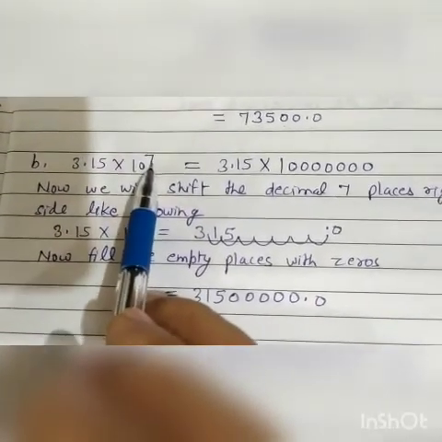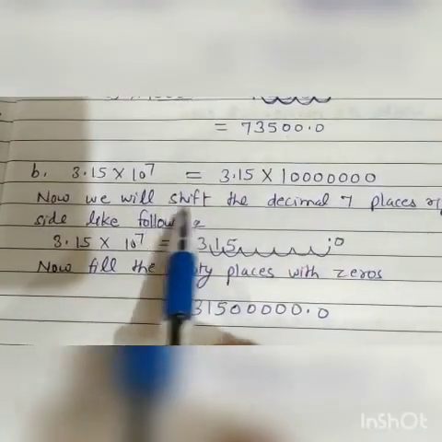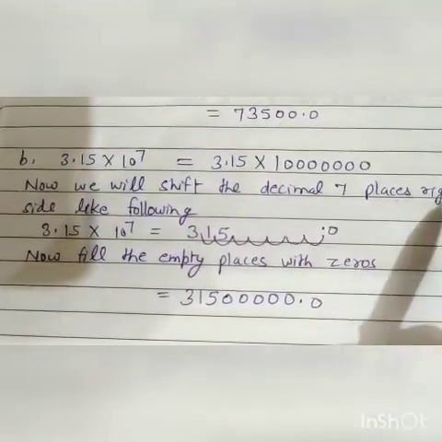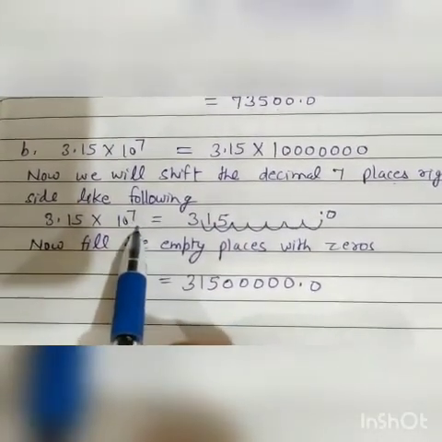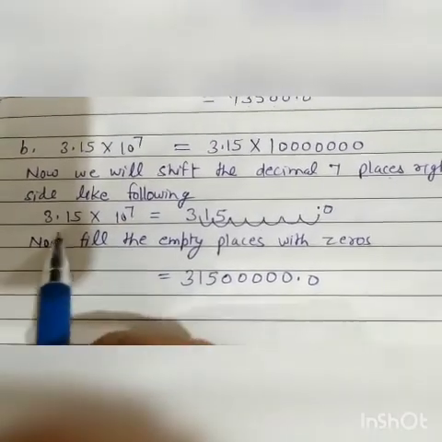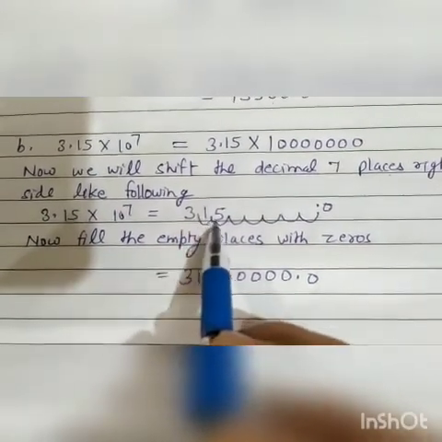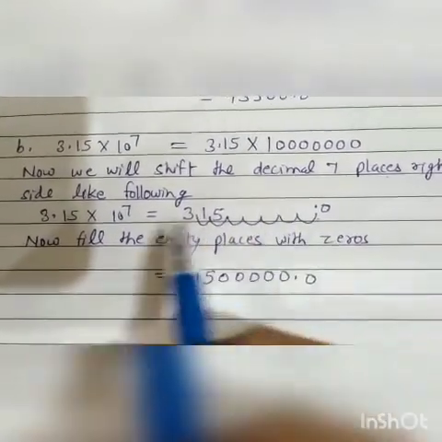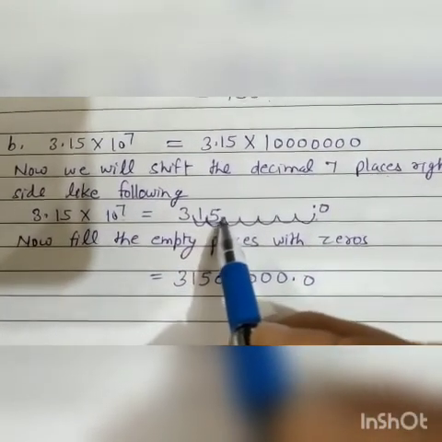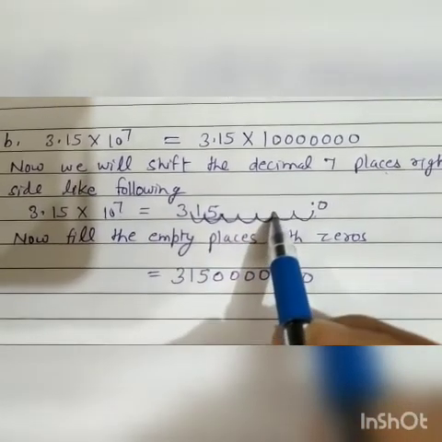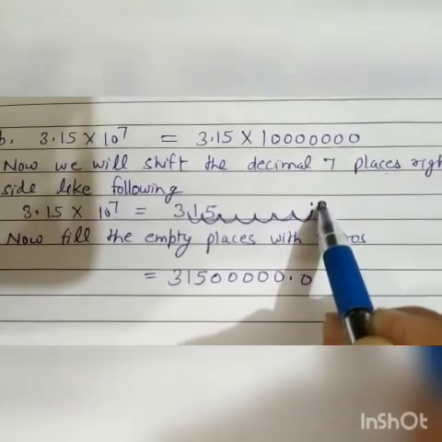3.15 into 10 power 7. First we will write it like this. Now we will shift the decimal 7 places to the right. 3.15 into 10 power 7. Here the power is 7, so this time we will shift this decimal from here to the right side. How many places? 7 places, because the power is 7. So 1 place, 2 place, 3, 4, 5, 6, 7. This is the 7th place. Put the decimal here.